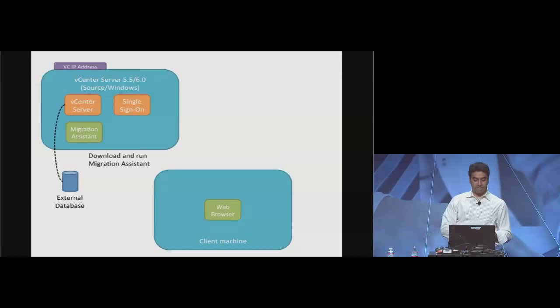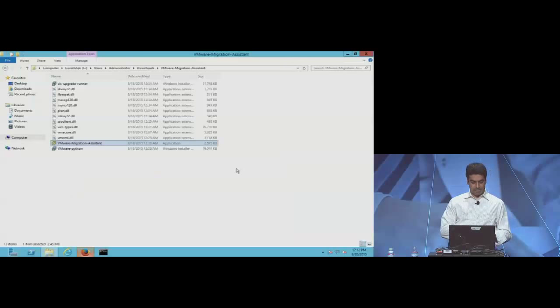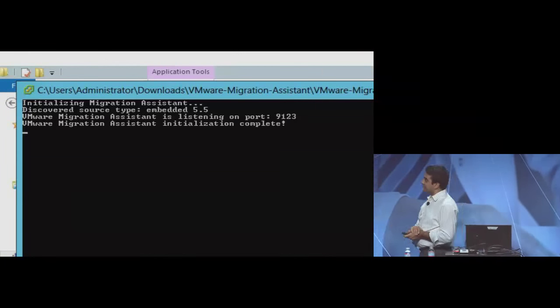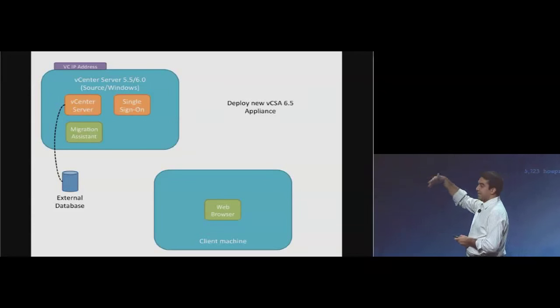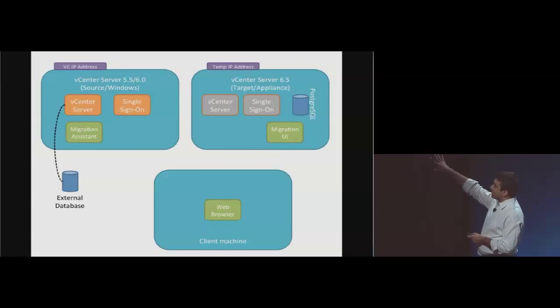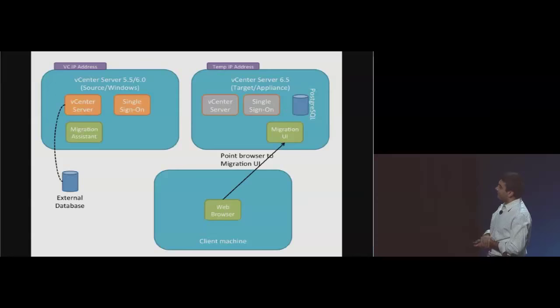Okay, it's an MPEG file, so hoping to start playing. Yeah, so as you can see, that's the migration assistant. I installed it on the Windows box, and it's just a command line option. Then I deploy the appliance, and I go to my client and connect to the appliance UI. So I'm going to log into my appliance now. So let's get to that.